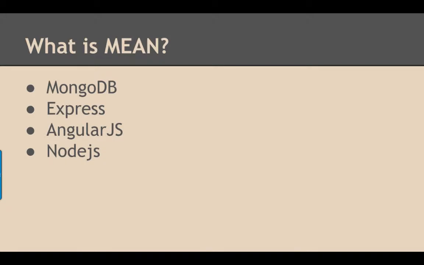So what is MEAN? MEAN is actually an acronym for a web application development stack consisting of MongoDB for a database, Express as a web application framework, AngularJS for the client side, and Node.js for the server side. Now actually for this screencast I'm only going to be using the last three. I'm not going to be using a database just yet, but most of the acronym still applies.